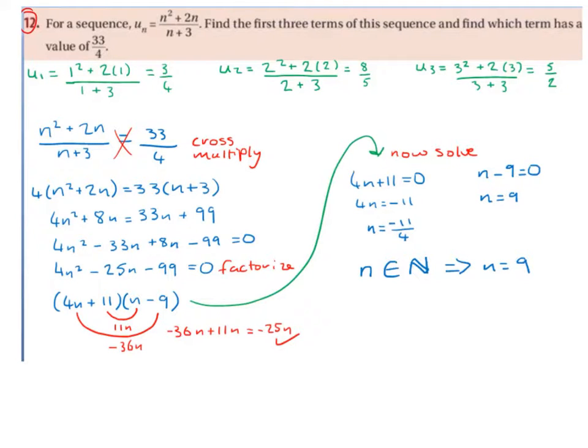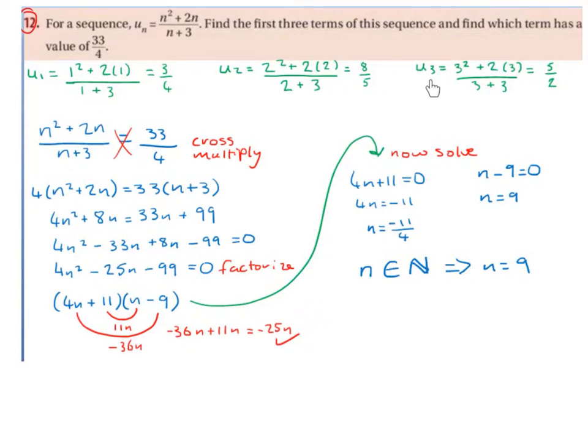To find the second term, or term 2, we're looking for u2. So we're going to swap every n in this formula for a 2. So we get 2 squared plus 2 times 2 divided by 2 plus 3. 2 squared is 4, 2 by 2 is 4, 4 plus 4 is 8, and 2 plus 3 is 5. So u2, or the second term of this sequence, is 8 over 5.